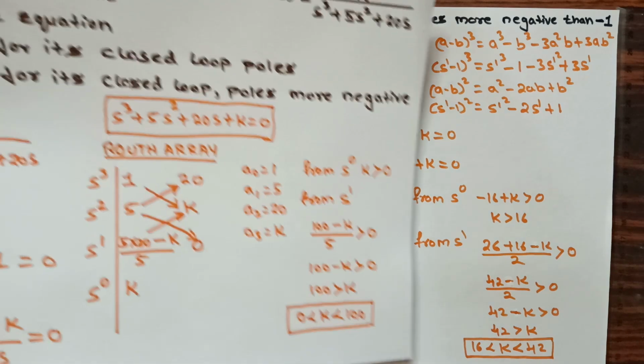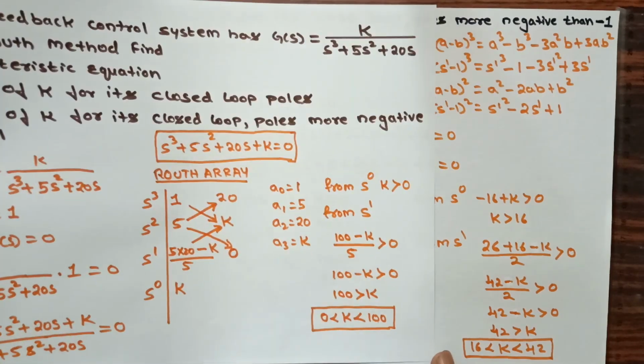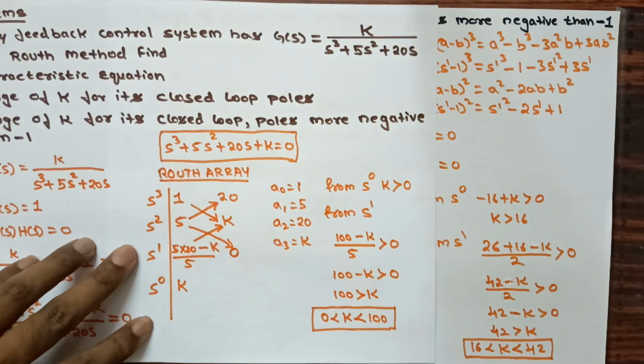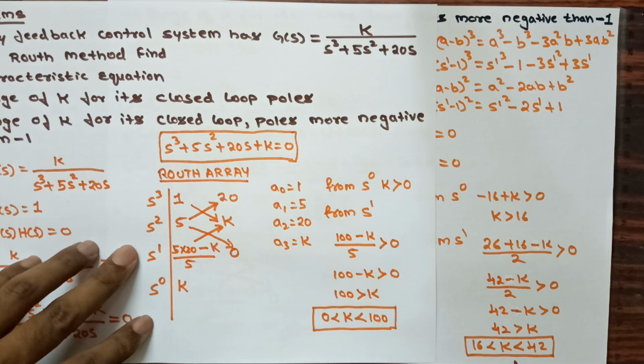And you can see the range of k for closed loop poles we got here is 0 less than k less than 100, whereas for poles more negative than minus 1, we are getting a range of 16 less than k less than 42. The range of stability is reducing when poles are more negative than minus 1. In this we got 0 to 100, and in this we were getting 16 to 42. So this is the difference we are getting for closed loop poles and poles more negative than minus 1.